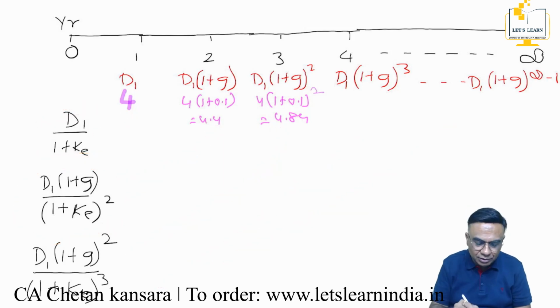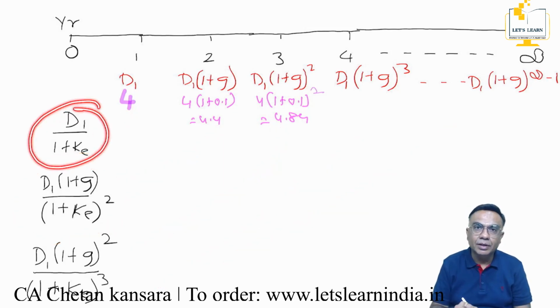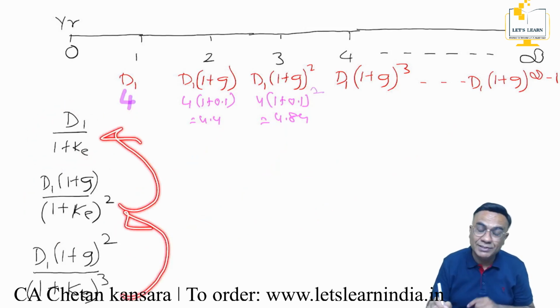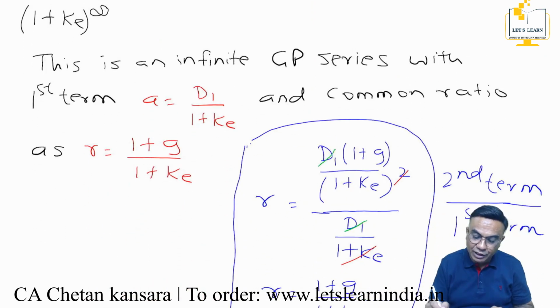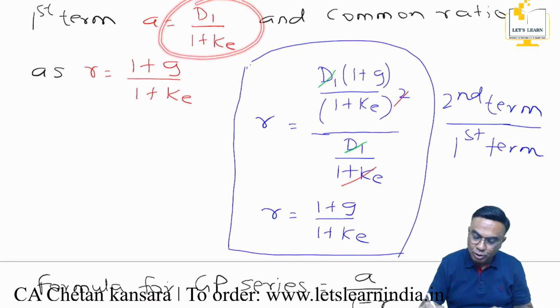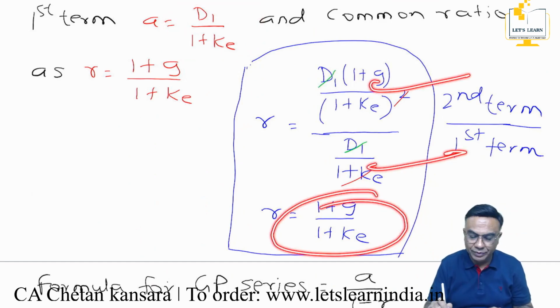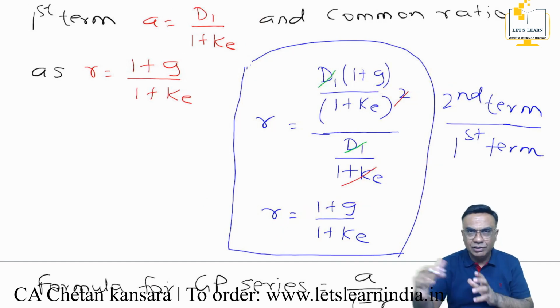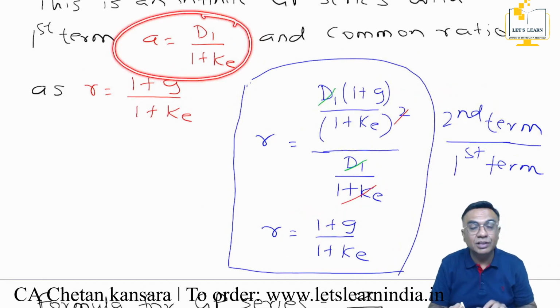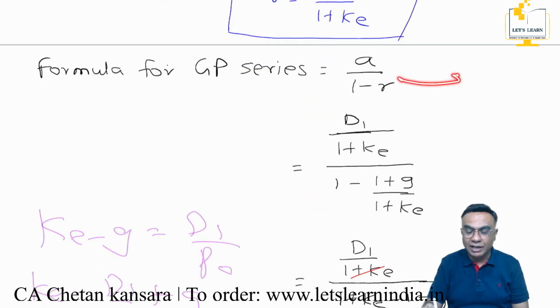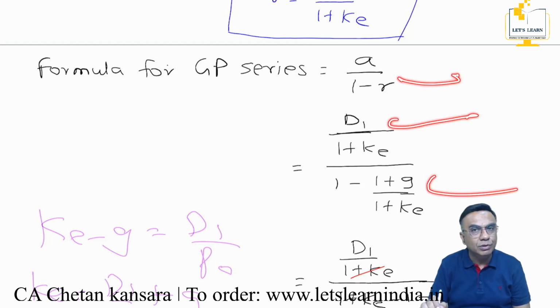Again, this is the first term. And what is the common ratio? Second term divided by first, third term divided by second, right? So same way we can continue. This is the first term. See the common ratio, second term divided by first term. I'm not going into that much detail, we'll just wrap it up. This is the first term, this is the common ratio. So a upon 1 minus r, where a is the first term and r is the common ratio.